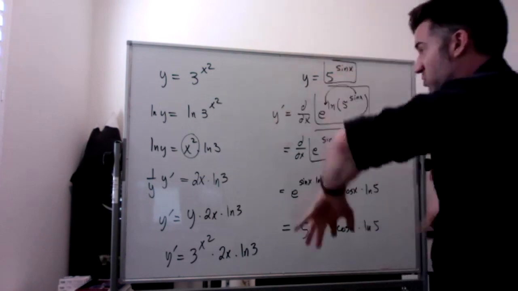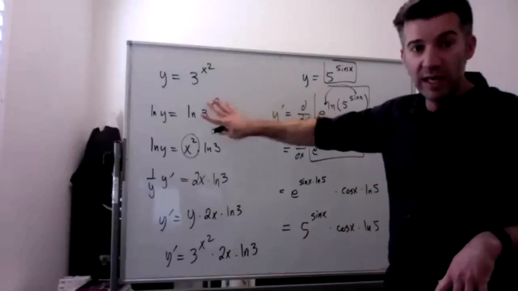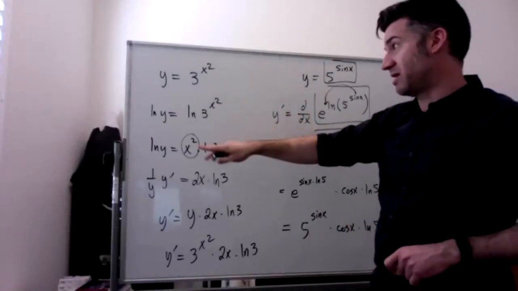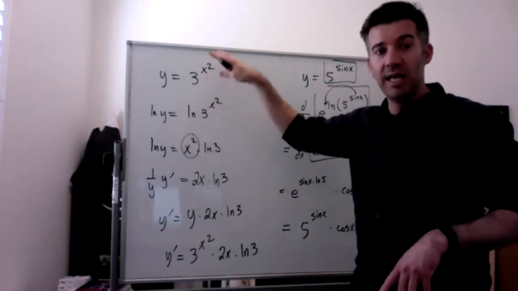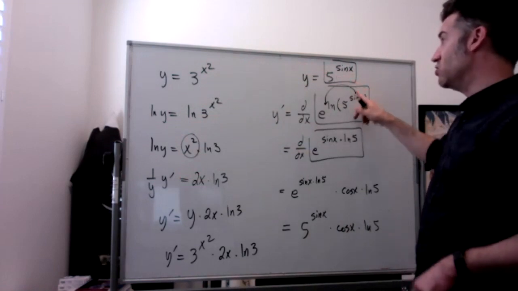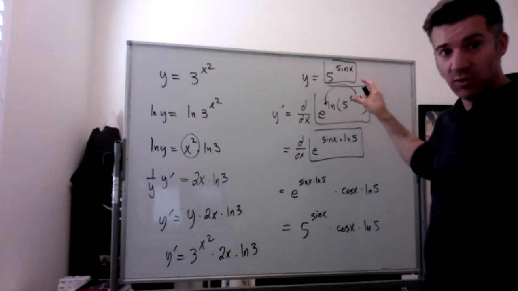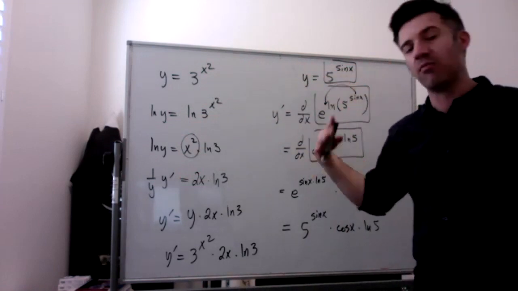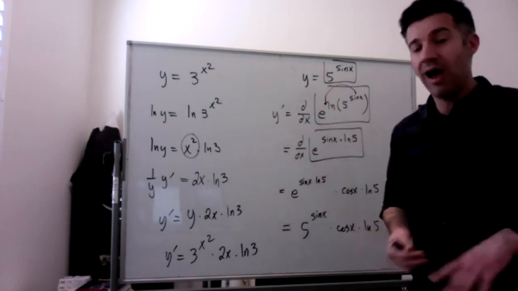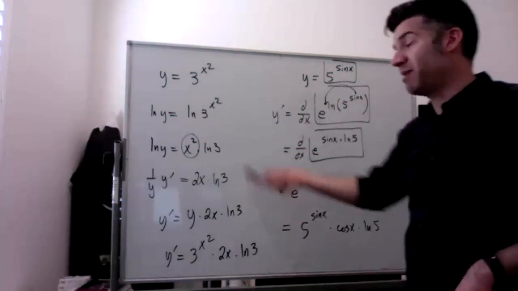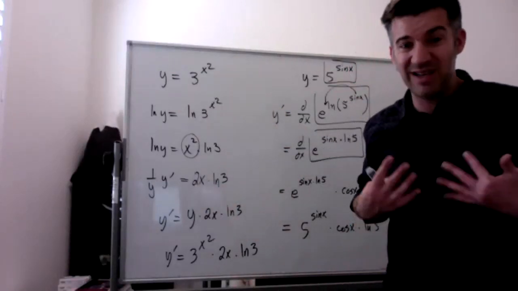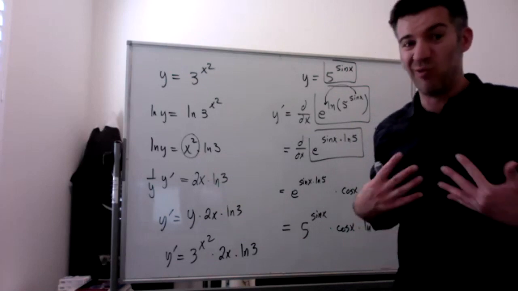The difference between these two methods is that with this method, you have to take the natural log of both sides, differentiate both sides, and use implicit differentiation. With this method, you just get to manipulate what y is equal to and take its derivative in a more straightforward way, whereas implicit is kind of around. Either way is correct. My preference is this, but whatever you do, I don't care, as long as it works for you.